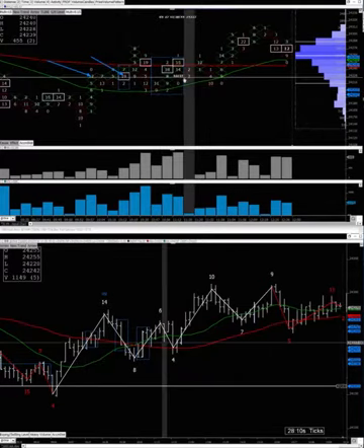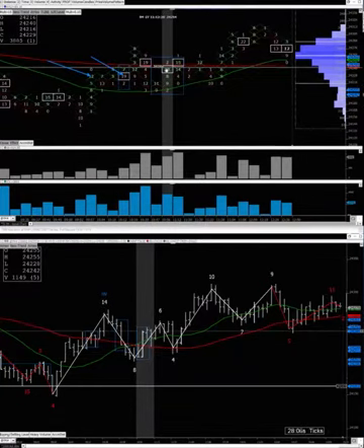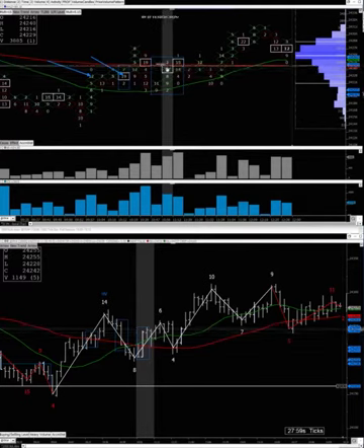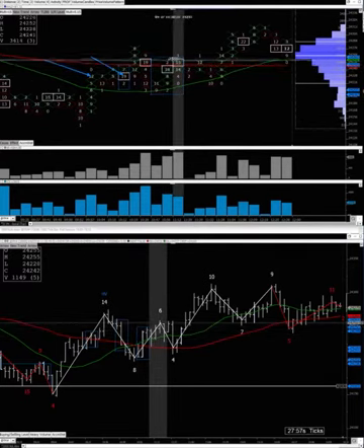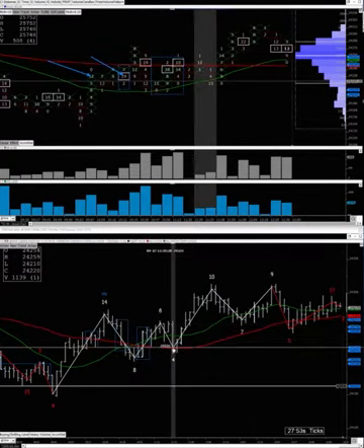This is an indication of continuation on strength based off of 1,800 contracts just traded at that level, and then 1,500 later, but whatever. So why not buy the pullback, right? Let's get in. Let's get in.